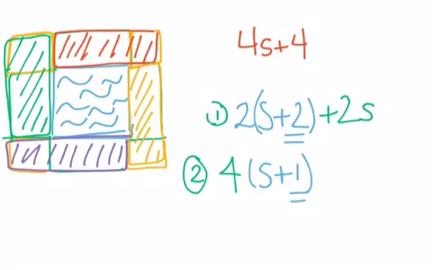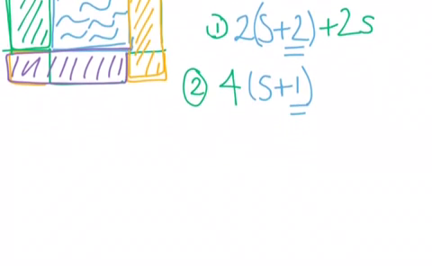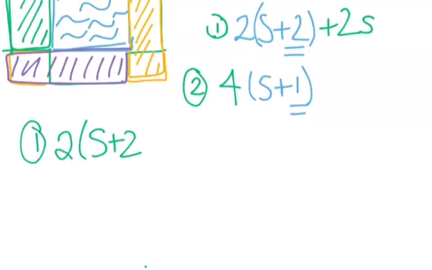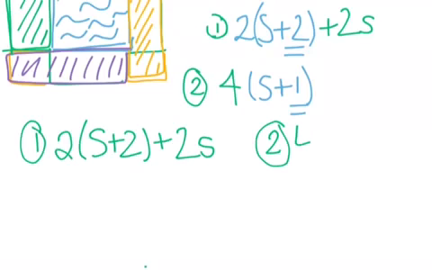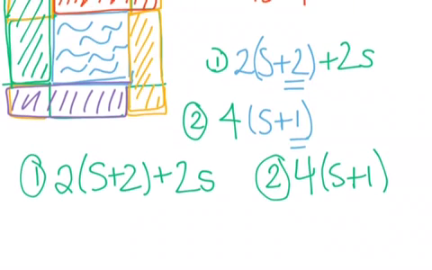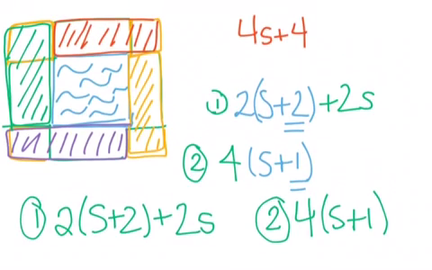Okay, so what I would like you to do is to take these two expressions, the first one being 2 groups of S plus 2, plus 2 sides, and the second being 4 groups of S plus 1. And I want you to show me algebraically, so simplify both of these and prove to me that they are both equivalent to 4S plus 4.